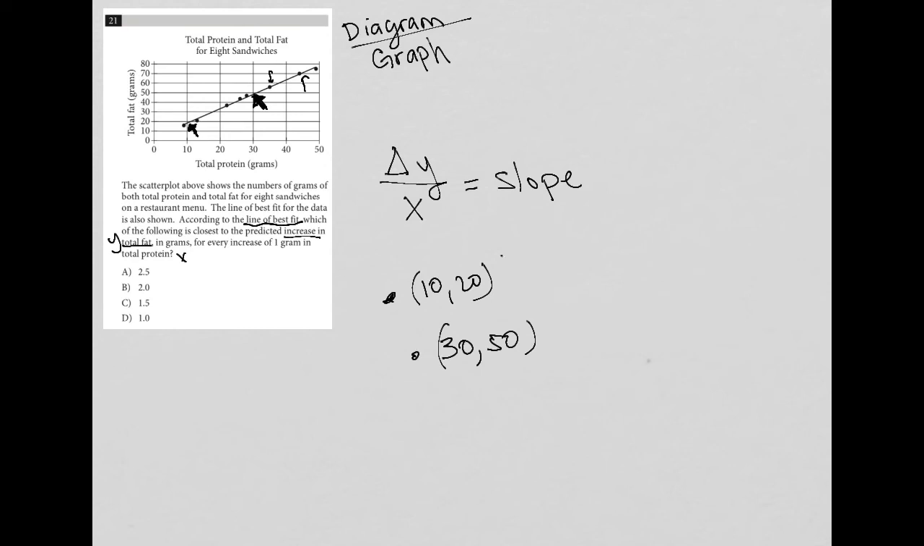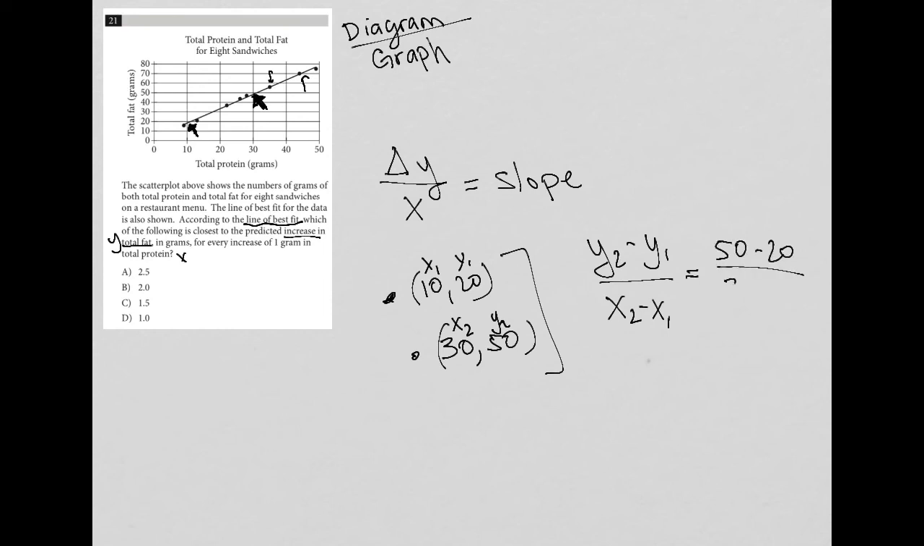So how do I find the slope given this information? Remember, slope is Y2 minus Y1 over X2 minus X1. So I'm going to call this X1 and Y1, and call this X2 and Y2. To simplify this, I end up with 50 minus 20 over 30 minus 10. 50 minus 20 is 30. 30 minus 10 is 20. Cross those zeros out, and we are left with 3 over 2, or 3 halves.